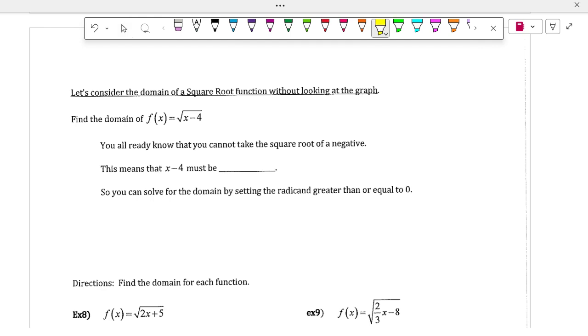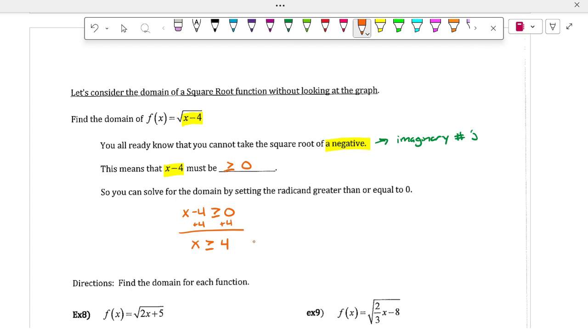We know that the square root can't be negative because if it is, that means we're in imaginary numbers, which we don't want. That means x minus 4, what's under the radical, has to be greater than or equal to 0. So if I have x minus 4 greater than or equal to 0, let's solve for x. All I got to do is add 4 to both sides. X is greater than or equal to 4. That's the domain right there.